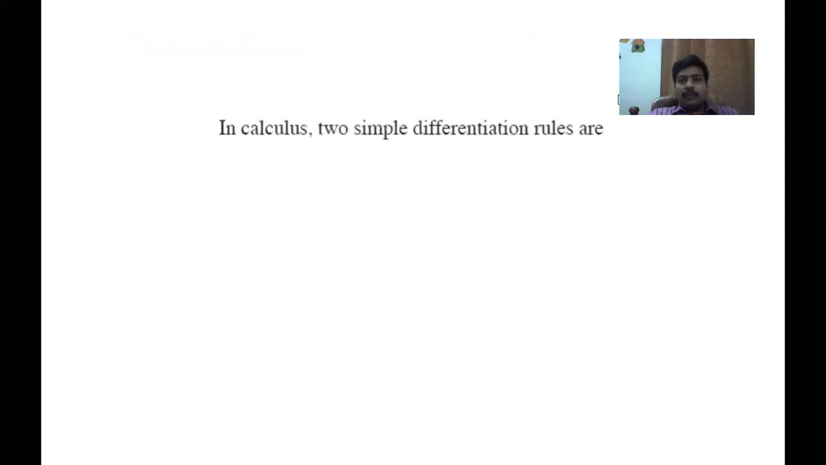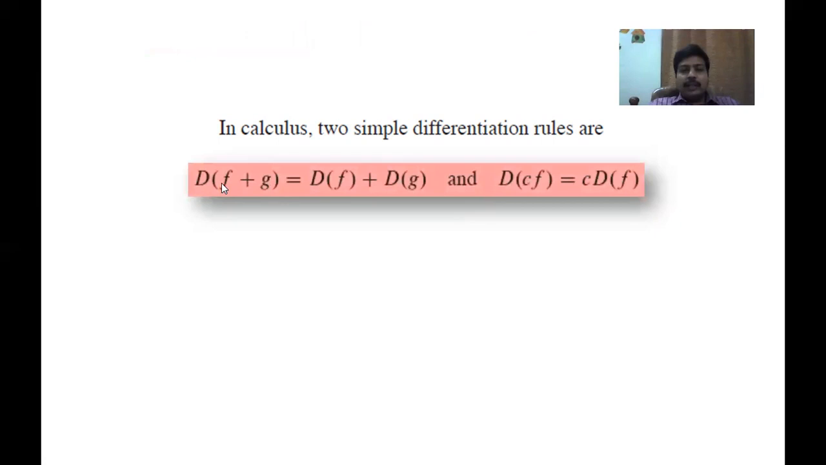So in calculus, with two simple differentiation rules, we have the derivative of f plus g, two functions. The derivative of f plus g is equal to the derivative of f plus the derivative of g, and the derivative of cf is equal to c times the derivative of f. We know pretty well about these two rules.